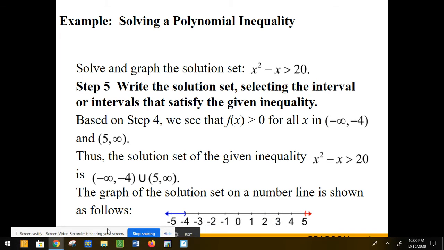So if we were to shade the part of the graph that actually is a solution, it would be, again, left of -4, right of 5.